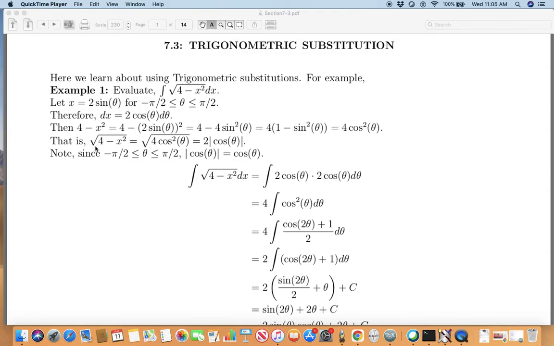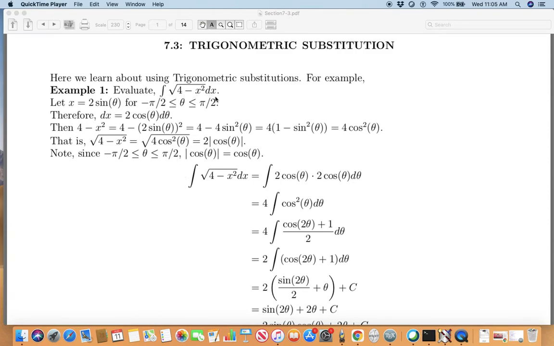So the square root of 4 minus x squared is the square root of 4 cosine squared theta, that is 2 absolute value cosine theta. Now this is where you need the limits for theta. Theta being between negative pi by 2 and pi by 2 tells you that absolute value cosine theta is the same as cosine theta, because cosine theta is greater than or equal to 0 in this particular domain.